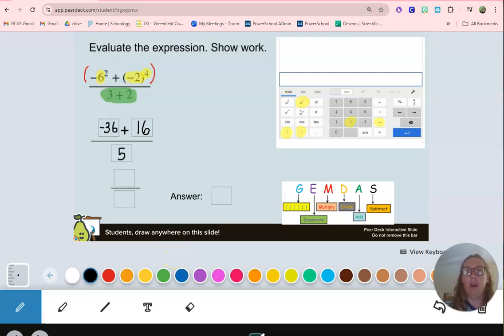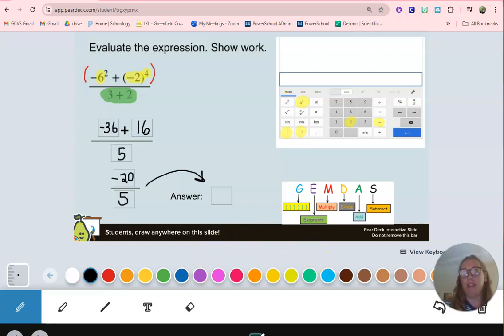Now up top on our numerator, we have a -36 plus 16, which should get you a -20. And you're dividing that by 5. Bring that 5 down. And go ahead and type that into the calculator. What do we get for our final answer? What is -20 divided by 5?